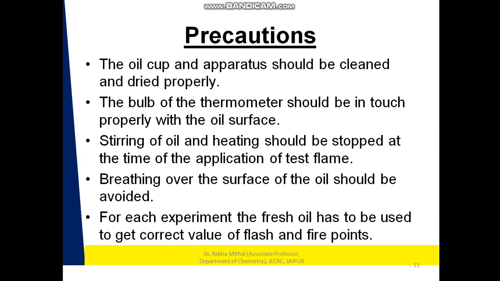Now what precautions do we take during the experiment? The oil cup and apparatus should be clean and properly dried. The bulb of the thermometer should be in proper touch with the oil surface. The stirring of oil and heating should be stopped at the time of application of the test flame. Breathing over the surface of the oil should be avoided. For each experiment, fresh oil has to be used to get the correct value of flash and fire point.